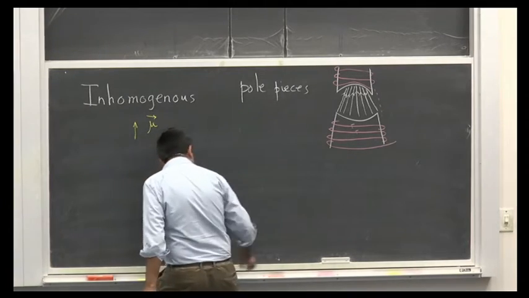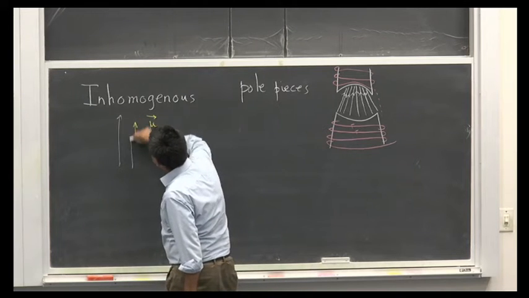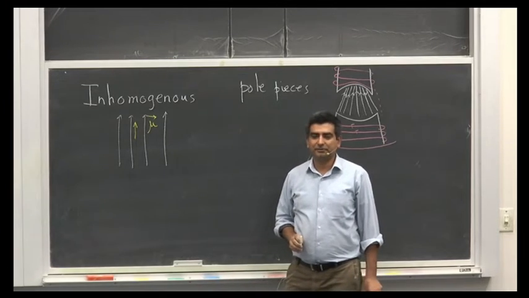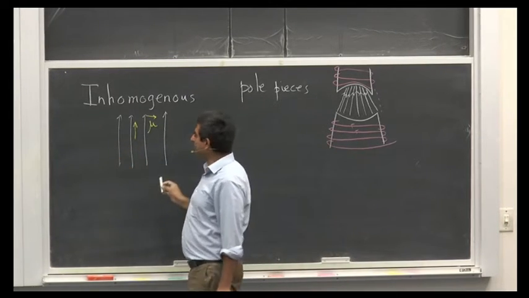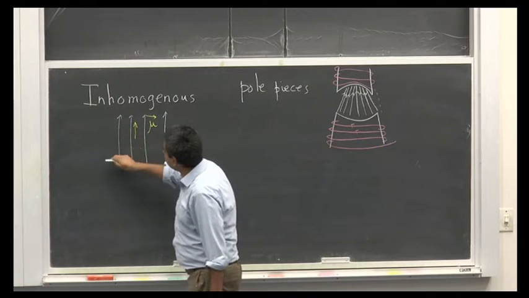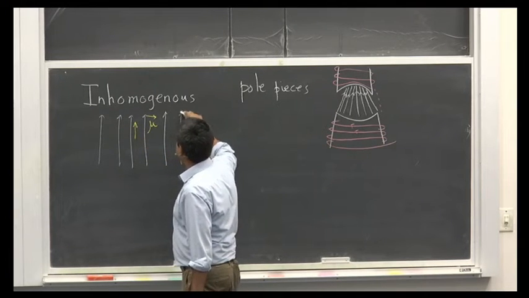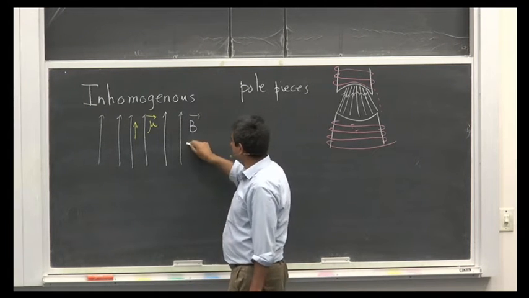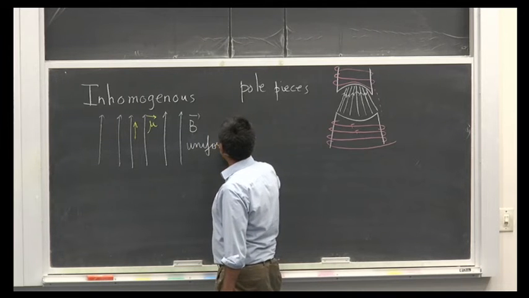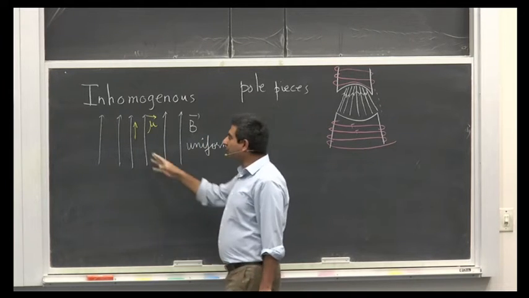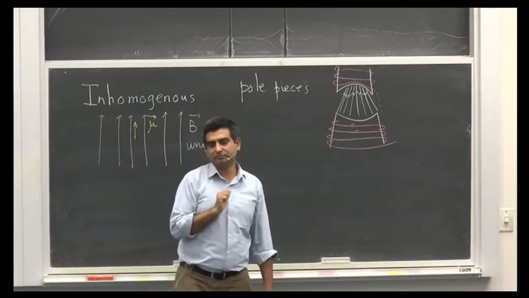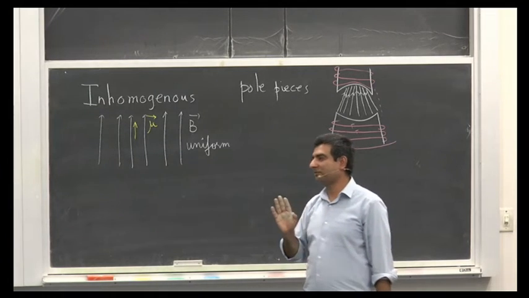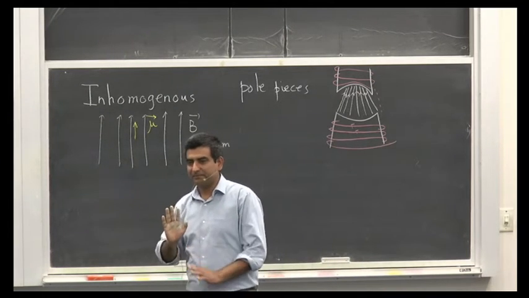Now if I place this magnetic moment inside a magnetic field, which is uniform, how do I know that this is uniform? Because the field lines are spaced equally apart. It's a uniform magnetic field, or a homogeneous magnetic field. If that is the case, no force acts on this magnetic moment. There is no force acting on the moment, which means it cannot do linear acceleration. No force.